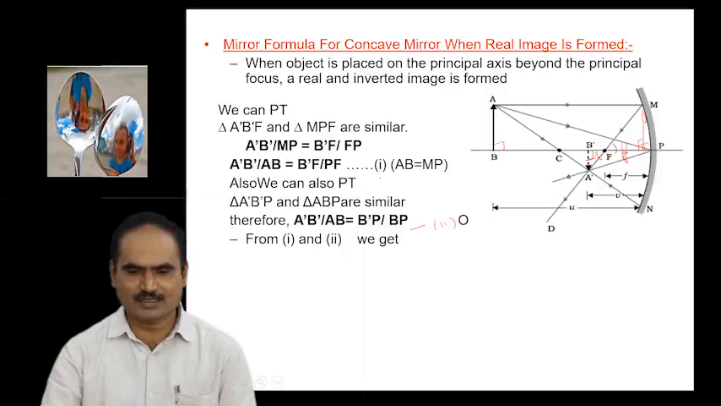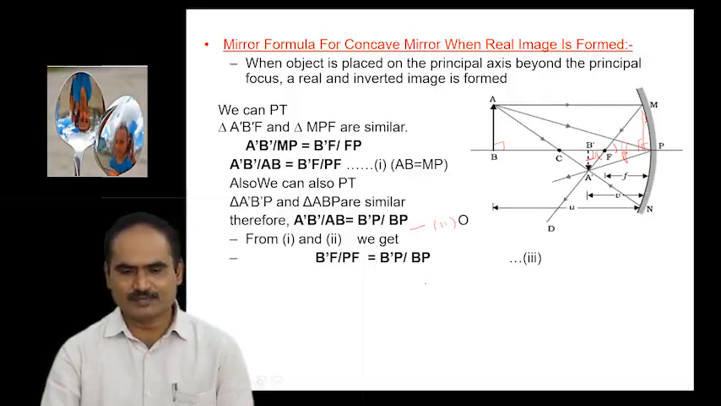Right? Now from equations 1 and 2, you compare here. The left hand sides are equal. That is A'B' by AB and A'B' by AB. If left hand sides are equal, the right hand sides must be equal. So therefore, we can say that B'F by PF is equal to B'P by BP. That's what we write here, right?